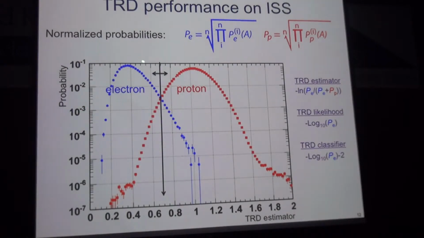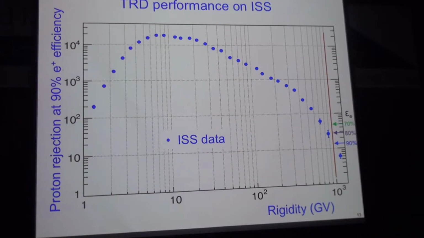Note that this is in log scale, so proton and electron are actually quite well separated. If we fix the electron efficiency at 90%, then the proton rejection is basically above a factor of 100 throughout, up to a few hundred GeV, and the maximum we have is 10 to the 4th rejection.